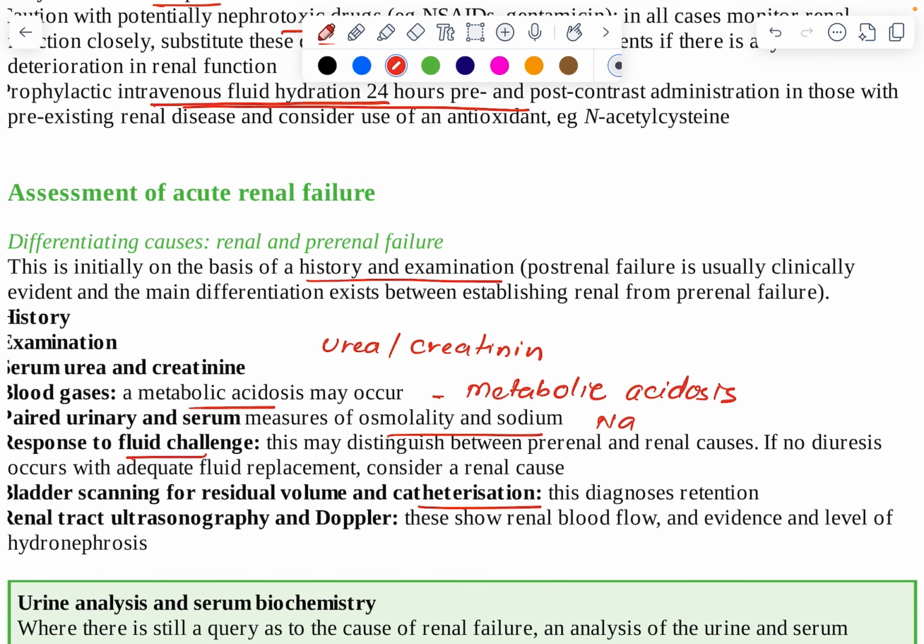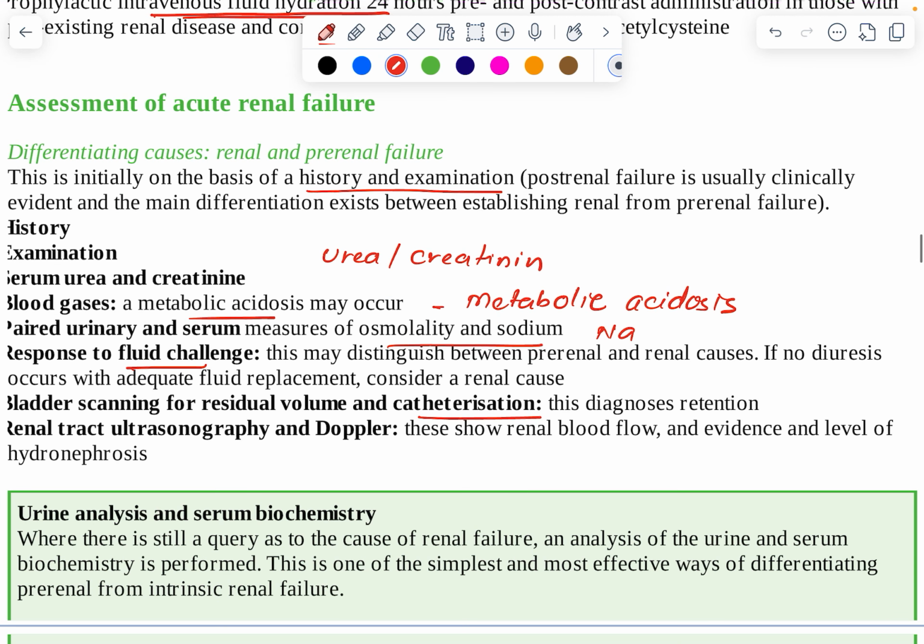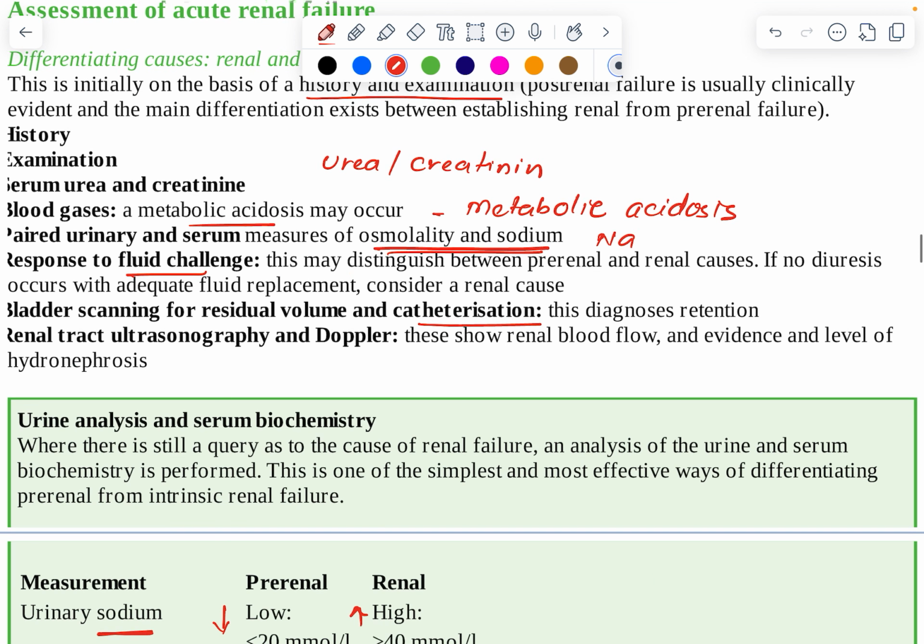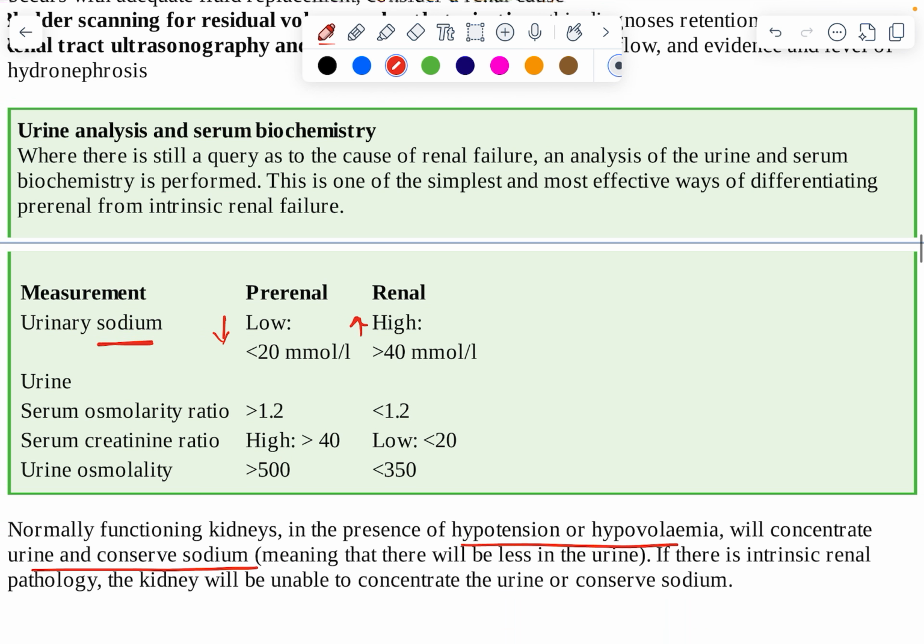Assessment of acute renal failure: history, examination, urea and creatinine levels have to be taken, and look for metabolic acidosis. Paired urinary and serum samples measure osmolality and sodium. Response to fluid challenge between pre-renal and renal causes has to be assessed, along with bladder urine analysis. If urinary sodium is low, less than 20, it means pre-renal, as the kidney is conserving sodium. If it is high, more than 40, it means a renal cause, as the kidney is losing sodium. Now the urine to serum osmolality ratio.